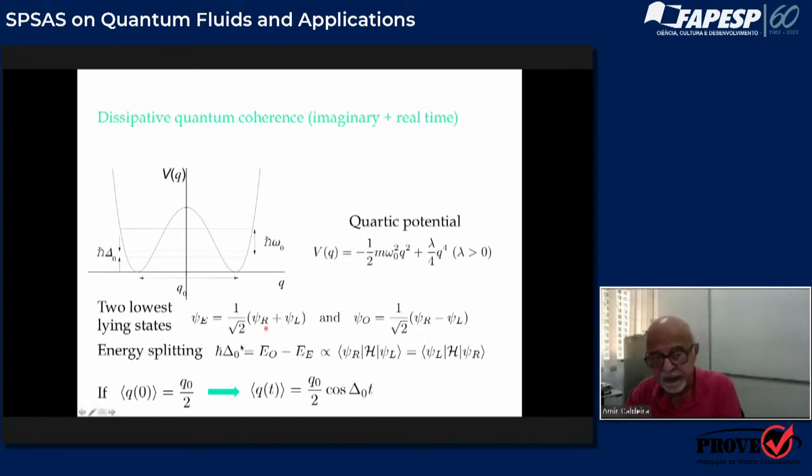Now, we can compute the energy splitting by computing the overlap of the right and left wave functions. And what happens if I put a particle on one side or the other side of the barrier? It will start to tunnel coherently from one side to the other, right? Of course, if I put even or odd, they are eigenstates, they stay there. Otherwise, I can just prepare on one side or the other side of the barrier. They will oscillate. Now, what about damping?